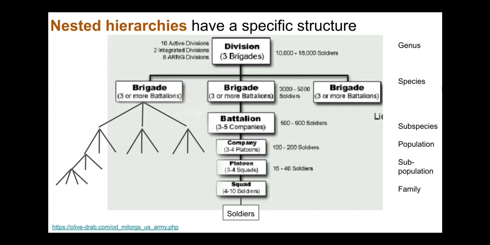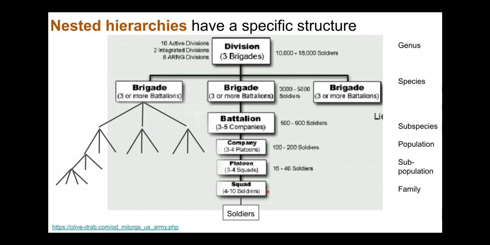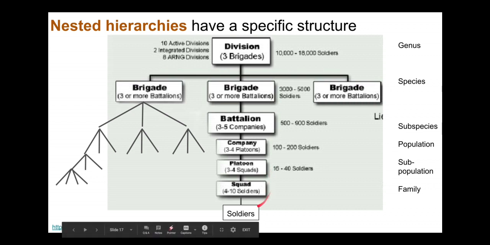Now both biological taxa, biological genera and groups, and also military divisions and organizations, are considered a hierarchy, where, as I noted, everything occurs within something else. So soldiers occur within squads, and soldiers are assigned to both a squad and a platoon. Soldiers occur within a squad, a platoon, and a company, platoons within companies, and so forth.